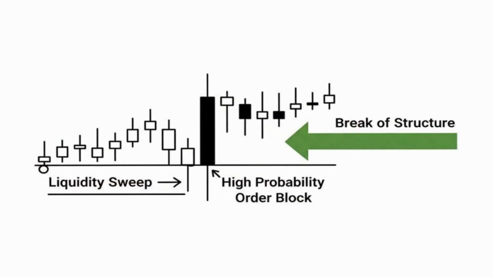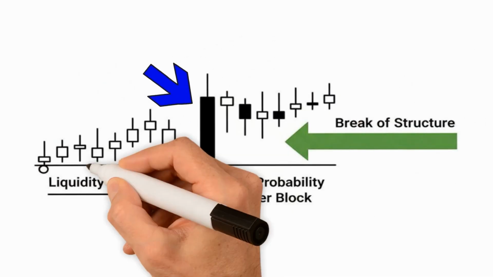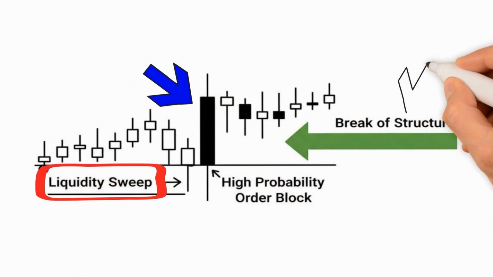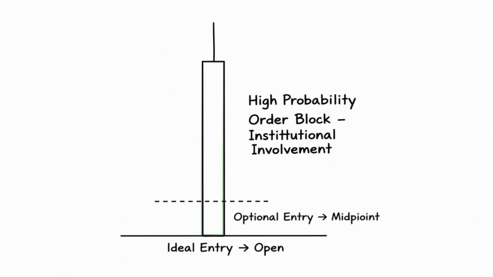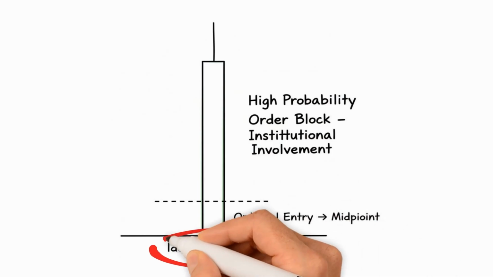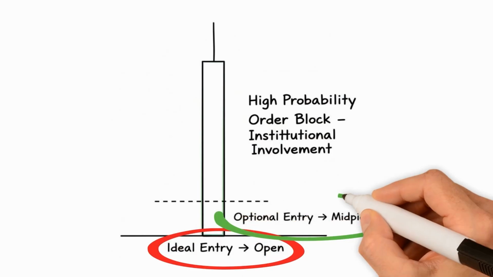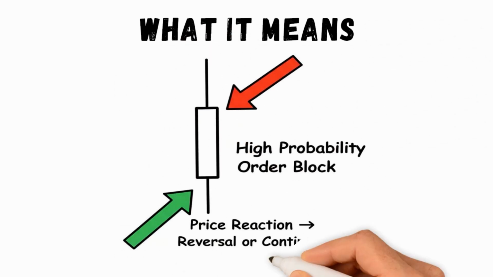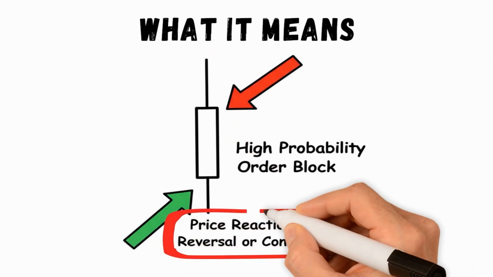High probability order block. This version of the order block features a large-bodied candle that sweeps liquidity and is followed by a break of structure. It signals strong institutional involvement. The ideal entry is at the candle open or at its midpoint if using a mean threshold. What it means: this block is more likely to generate a valid reversal or continuation.